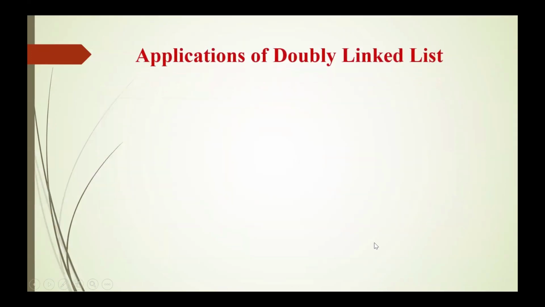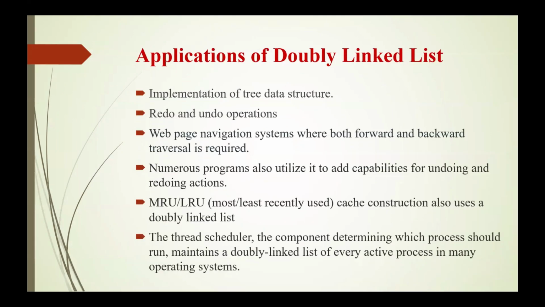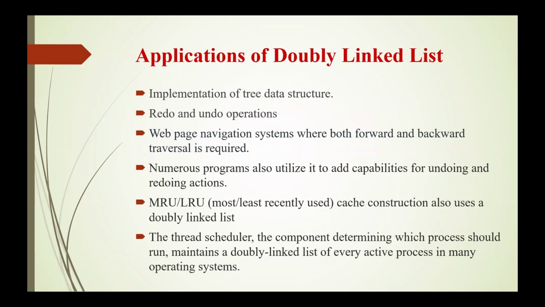So what are the applications of the double linked list? We can implement a tree. A tree is a structure where, from the parent side, two children or any number of children are possible. For the two children, we need two pointers. So here we can implement the tree data structure with the help of the double linked list. We can perform redo as well as undo. Undo and redo mean a previous as well as a next operation we have to perform.